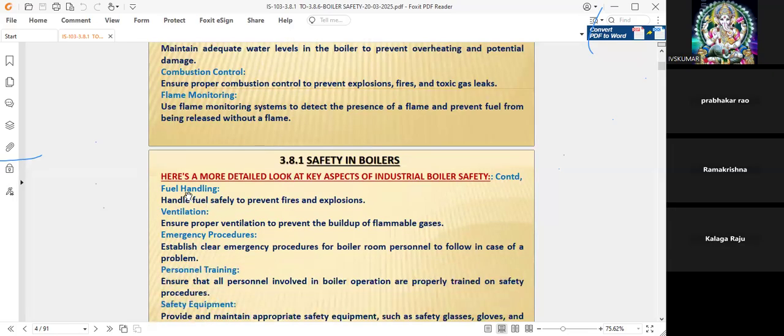And fuel handling is also important, from main storage to service storage of the fuel, whether furnace oil, LHS oil, or diesel, whatever the organization is using. Fuel handling is very important. Handle fuel safely to prevent fires and explosions. We have to see that the service tank has the dye coat.